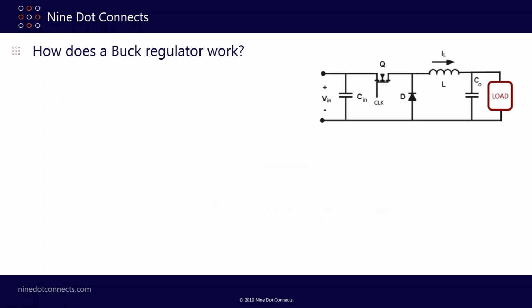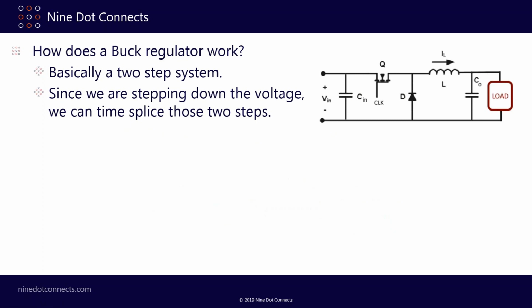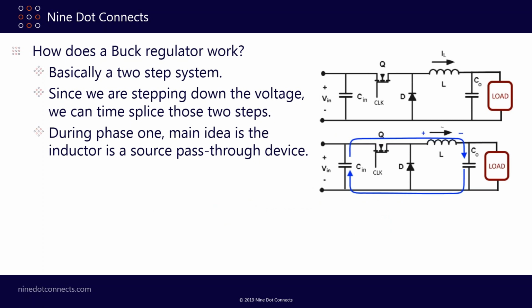So exactly how does a buck regulator work? Basically, it's a two-step system. Since we are stepping down the voltage, we can time splice those two steps. During phase one, the main idea is that we're going to let the inductor act as a pass-through device of our source. So if the voltage coming in has this input capacitor charged, when this switch, which we have denoted as a FET or Q, turns on, we're applying that input voltage over here to the inductor. That inductor then will ramp up its current, and building up a field will allow the voltage to be applied over here on the output capacitor.